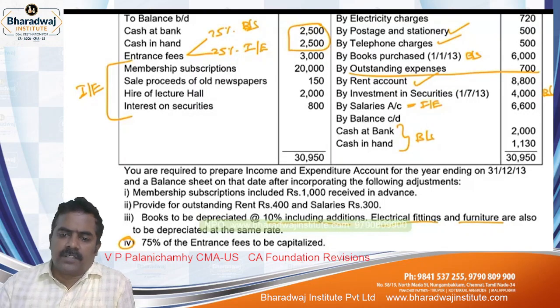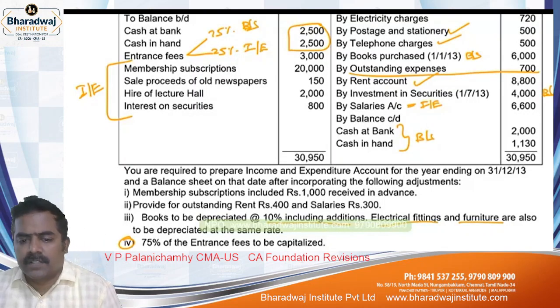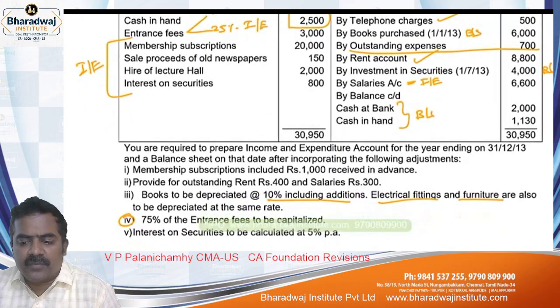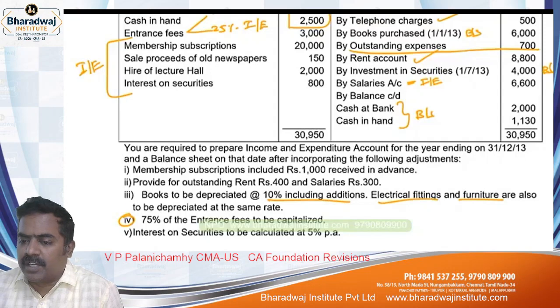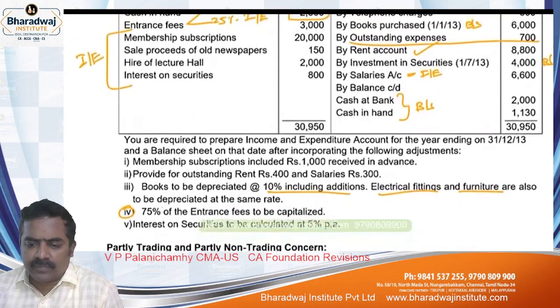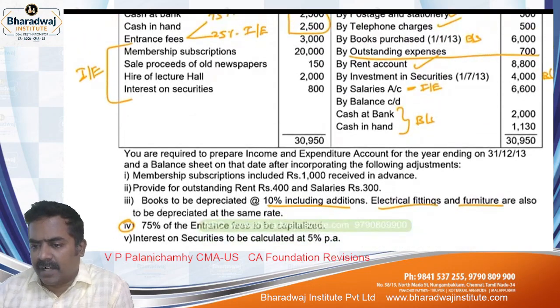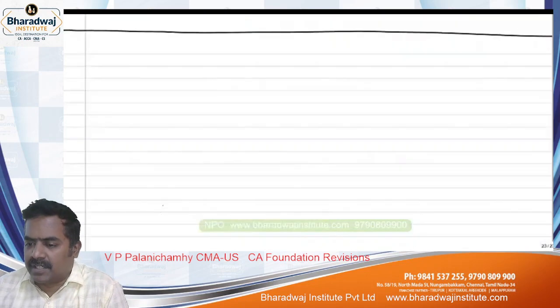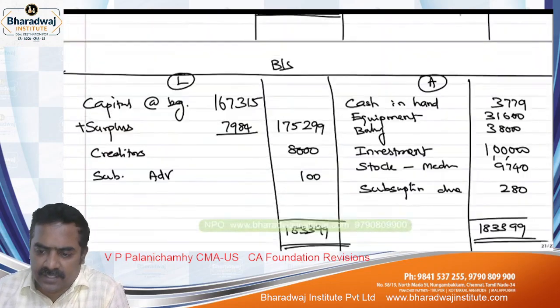Membership subscription, sale proceeds, hire of lecture halls, interest on security, all will come in income. 75% is capitalized, which means 25% is a revenue item. We are given outstanding expenses, rent account, telephone charges. Investment will come in the balance sheet. Salary will come in income and expenditure account. Let us see.